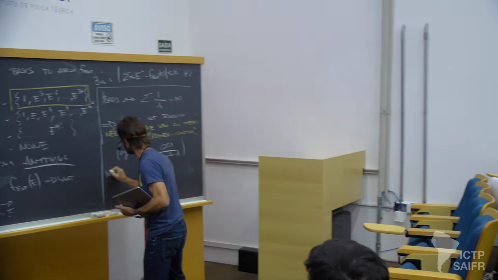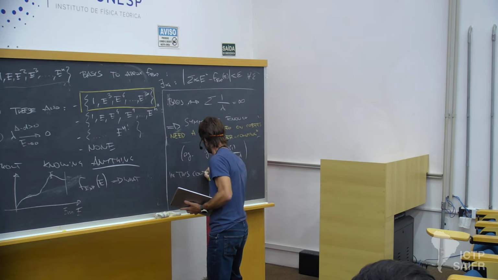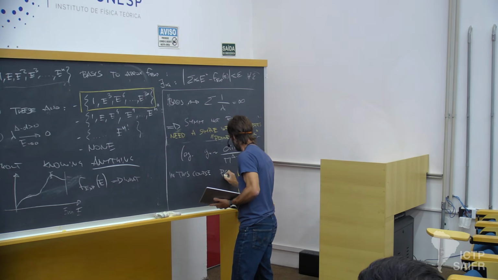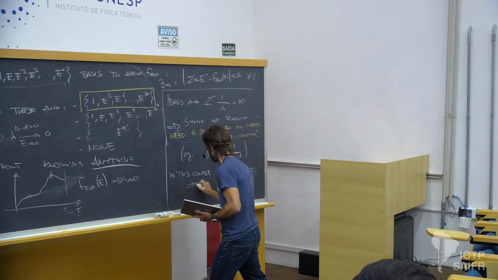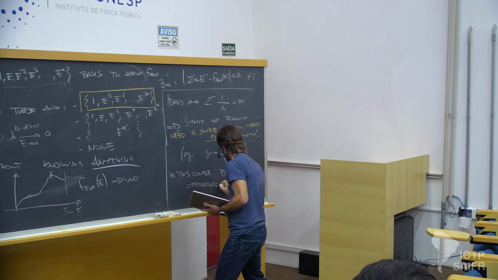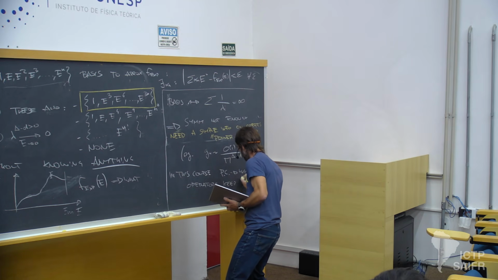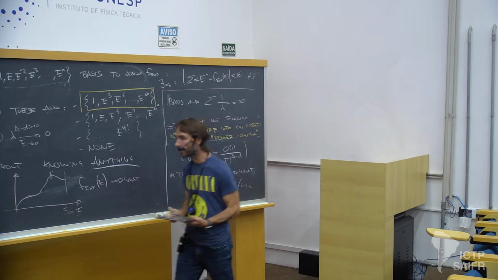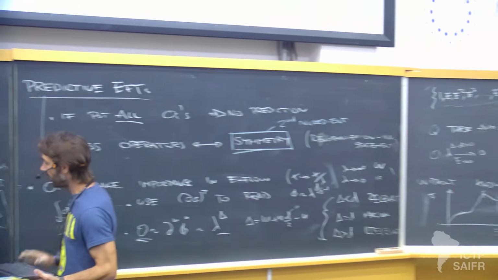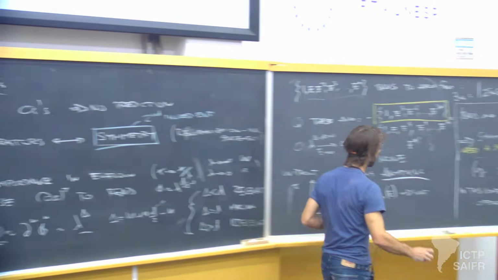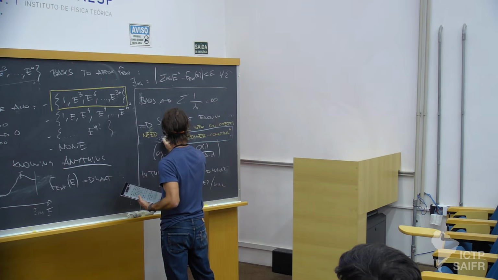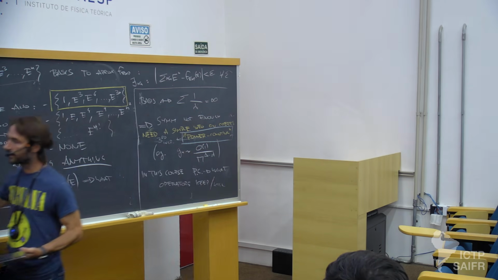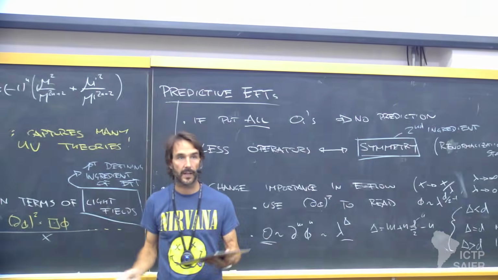So in this course, the power counting tells us what operators we keep and which ones we kill, okay? All right, so this power counting is the third ingredient of our effective field theory. Okay, so we need power counting, symmetry, and particles. Okay, yes.